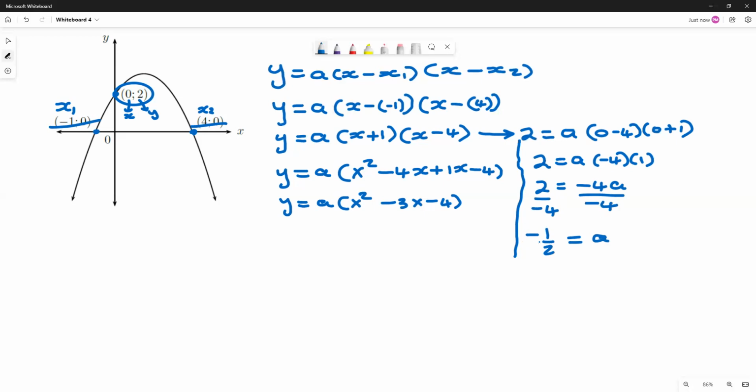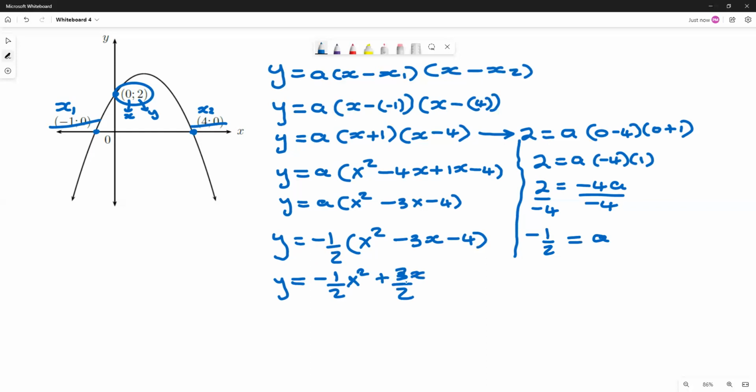And then now you come with your a, you put it in here. So you have y equals -½ x squared minus 3x minus 4. Then you FOIL in the -½. So you have y equals -½ x squared. This times that will give you +3/2 x. Then this and that will give you +2. And that's finito.